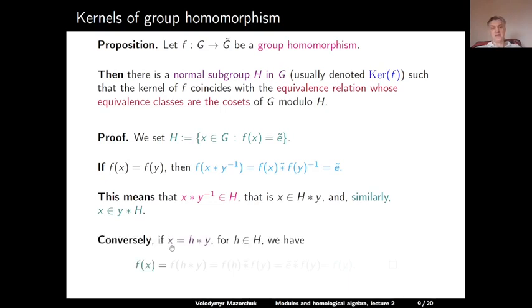Conversely, if x is equal to h star y, where h is in H, then f of x is equal to f of h star y by definition. By the property of the homomorphism, this is f of h star tilde f of y. f of h is e tilde by definition, so we get e tilde star tilde f of y, which is f of y. And this completes the proof of this proposition.